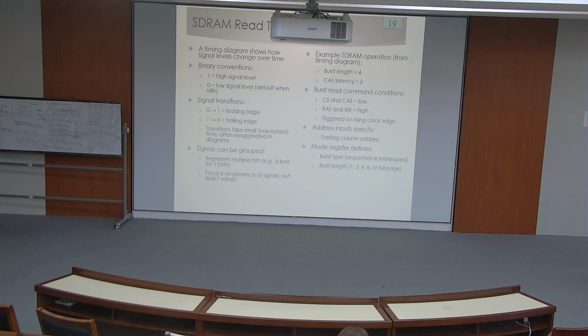As we have seen, we have a burst length of 4 and the current address slot latency of 2. We need to have the burst read command condition, the current slot and the current address slot. For the row address slot, we have the write enable, which has to be set to high. Now, we also need to provide the address input, which needs to specify the column address. Which column address? What is the starting point of the column address?